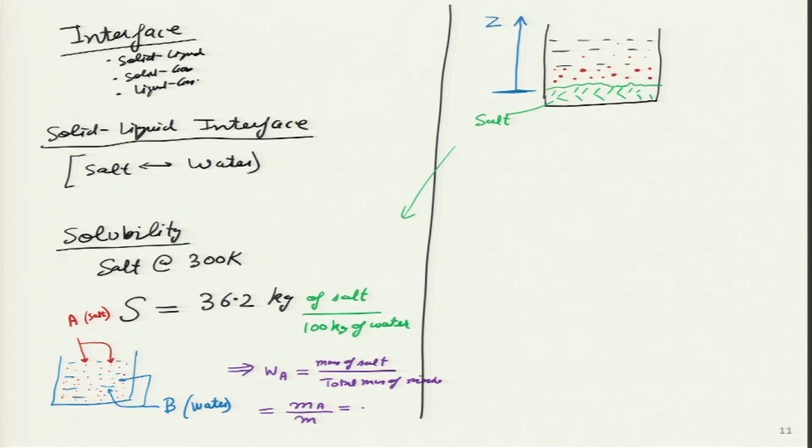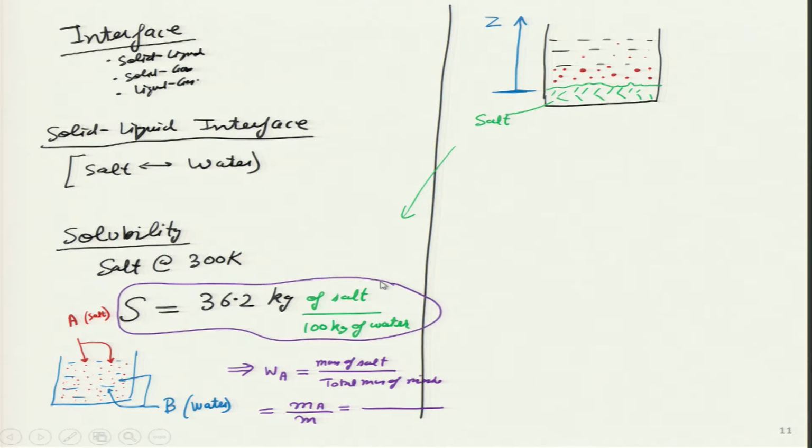So, what will its value be? Given that I have dissolved the maximum permissible amount of salt. Let me say the amount of water that I had taken was 100 kg, which means, according to this data which is available from experiments, I have dissolved inside that 100 kg of water 36.2 kg of salt, is it not?